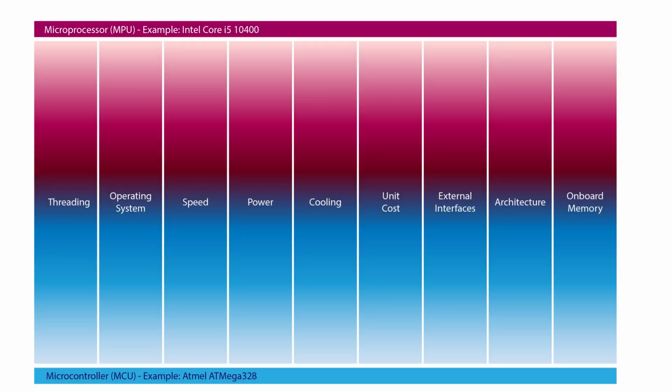The best way I can think of to set the scene for you is to start by considering something you might be more familiar with: microprocessors. Let's look at the features of a typical microprocessor. As an example, we'll use the 10th generation Intel Core i5 found in many PCs.